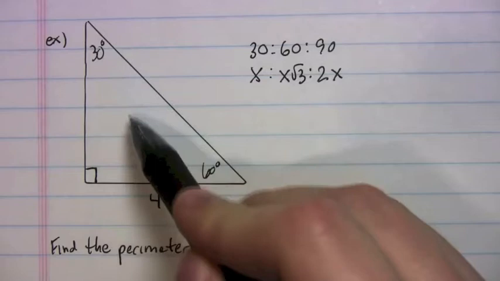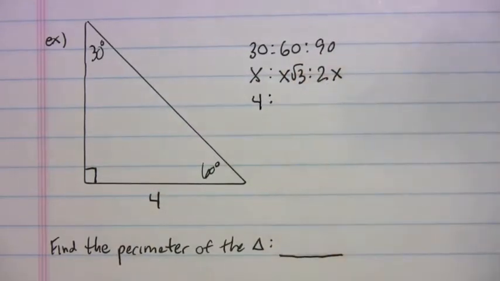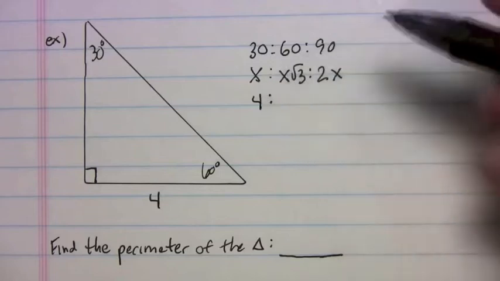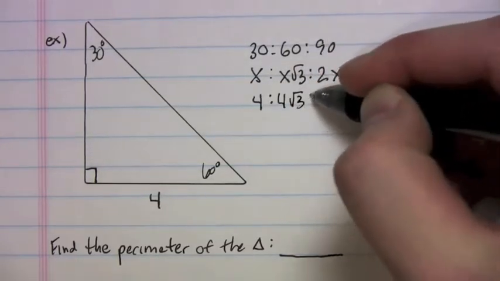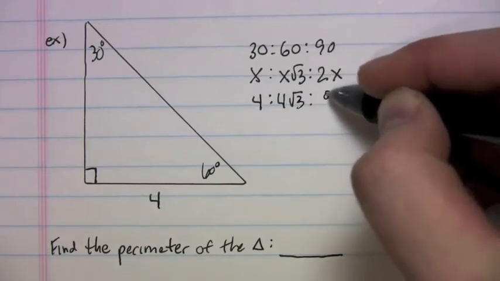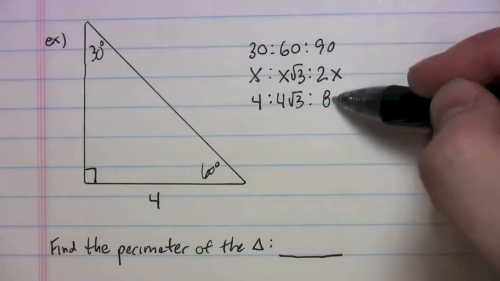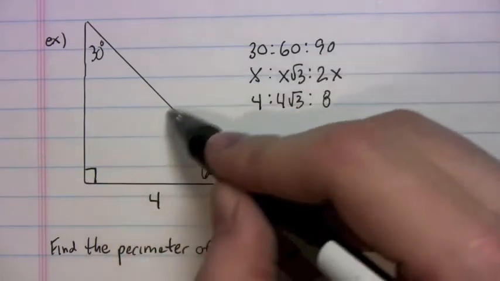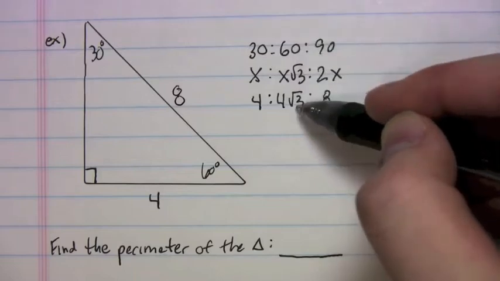So opposite 30 degrees, we have 4. Let's plug that in. So that means x equals 4. So opposite 60 will just be 4 radical 3. I'm just plugging in. 2 times 4 is 8. So let's put it in the sides. Opposite 90 will be 8. So the 8 goes there. Opposite 60 is 4 radical 3.